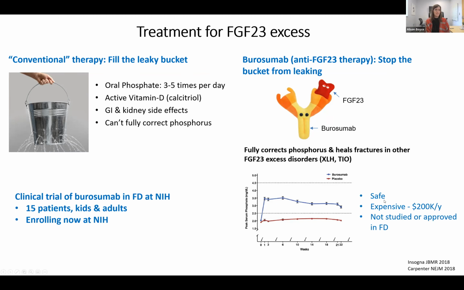So burosumab is safe. Unfortunately, it's extremely expensive. It's about $200,000 per year compared to phosphate and calcitriol, which is really cheap. And probably the biggest barrier to its use in FD, it hasn't been studied in FD patients, and the FDA has not approved it for use in FD.